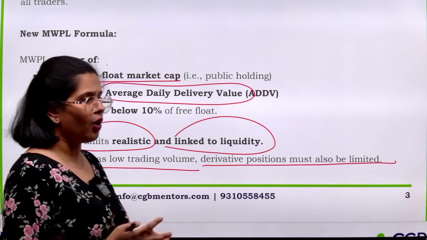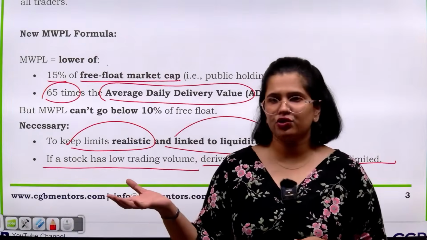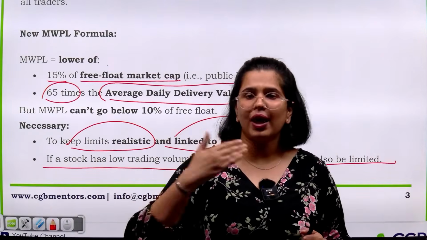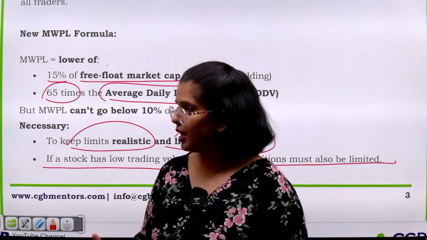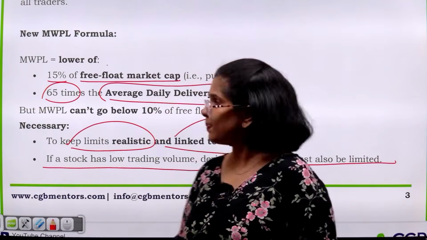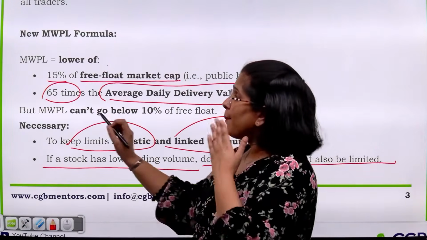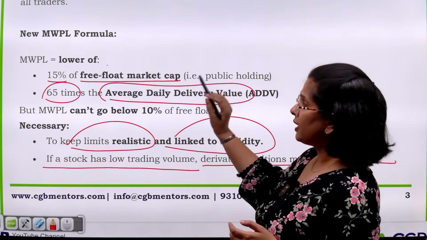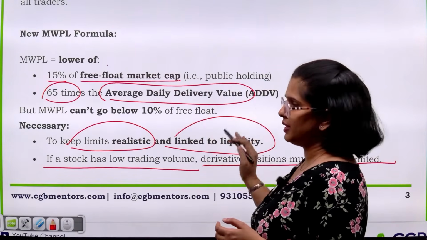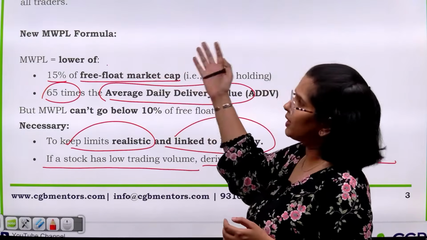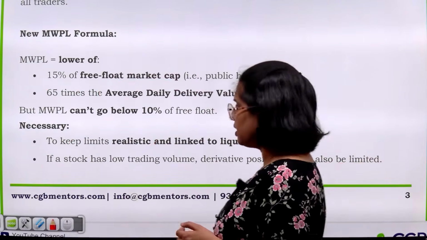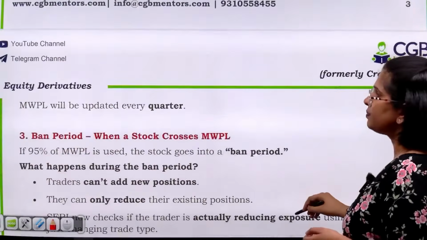That is the derivative position we will allow you. If you do not have that much trading, why would we allow you to have so much derivative position? Because ultimately it increases the speculation. ठीक है, but MWPL can't go below 10%. 10% से कम भी नहीं जा सकता और 15% से ज़्यादा भी नहीं जा सकता. So that has been told.